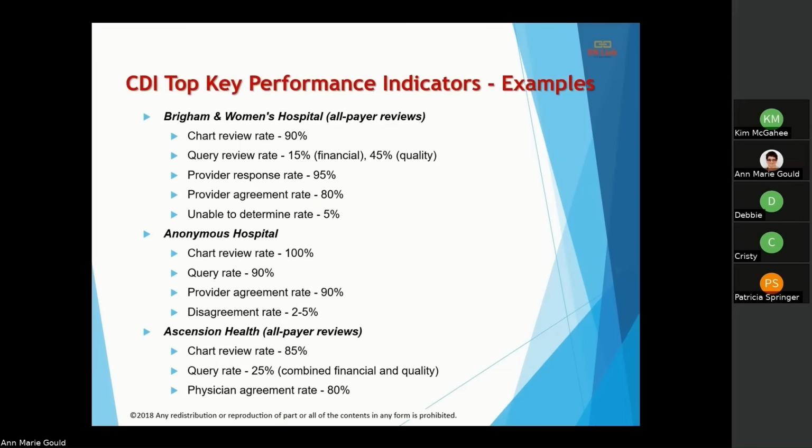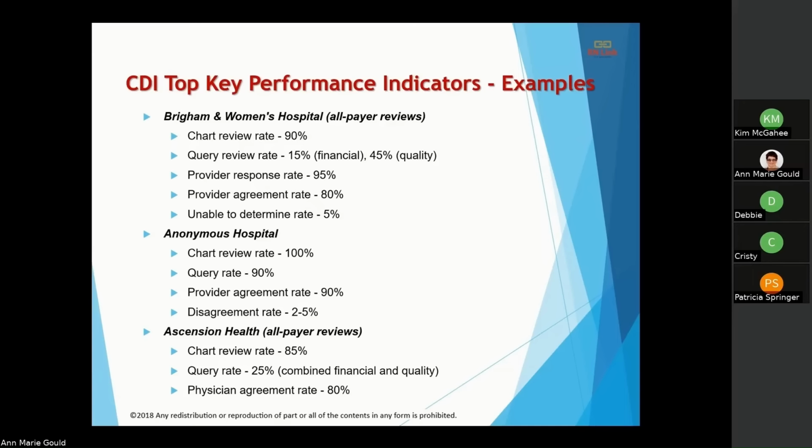Provider agreement rate was 80%, but they also added in an unable to determine rate. Now, I found that interesting because I haven't seen any facilities do an unable to determine rate unless it's done on the back end, under the management team looking at it at a higher level, so it could be part of the escalation process. So I thought that was really interesting that they have an unable to determine rate in theirs.